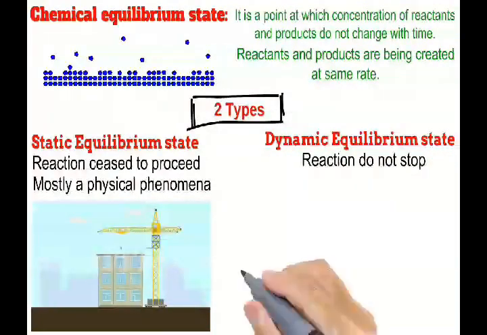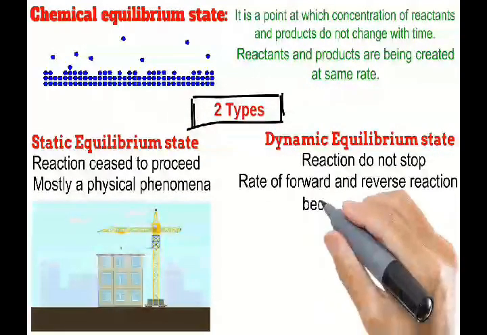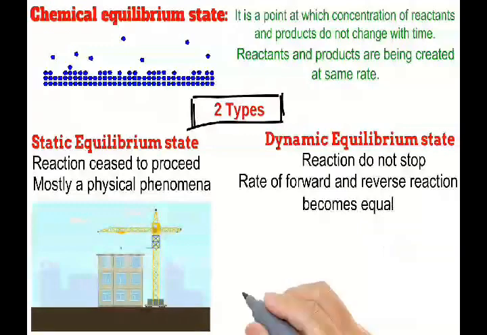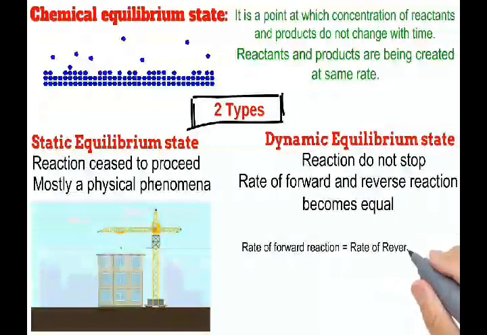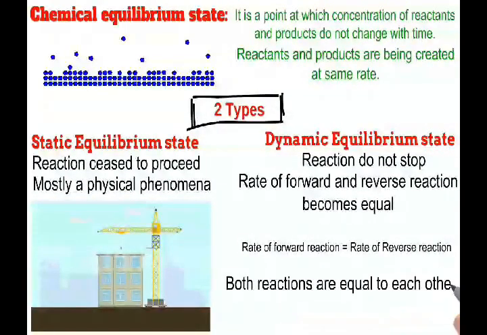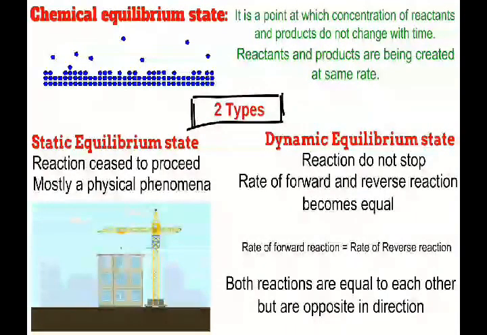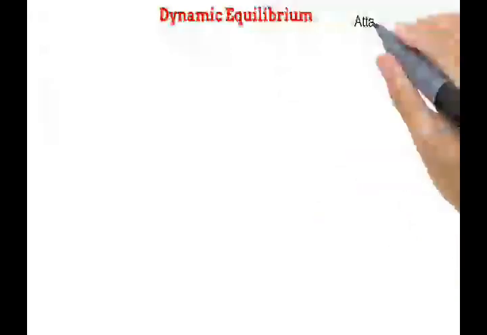During dynamic equilibrium, the reaction does not stop and the rates of forward and reverse reaction become equal. The only point we need to remember in dynamic equilibrium state is that the rate of forward reaction is equal to the rate of reverse reaction. Both the reactions are equal to each other but opposite in direction. A very important point about dynamic equilibrium is that it is attained before the completion of a reaction.